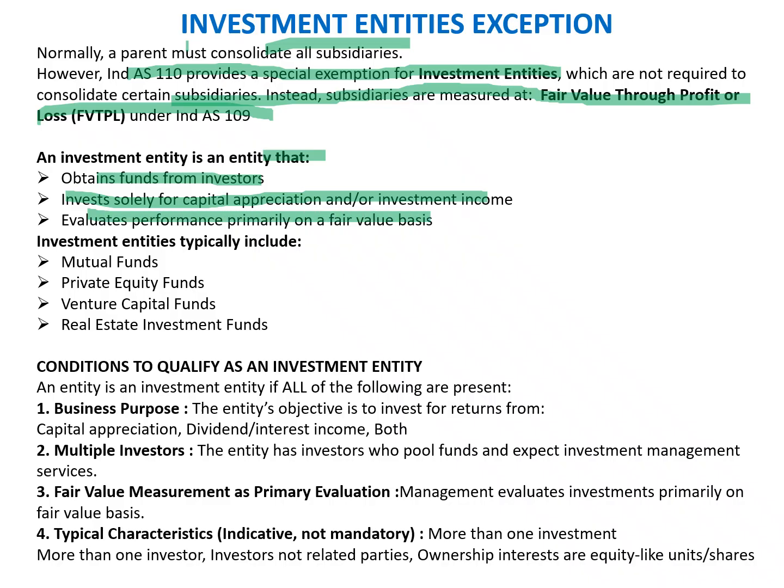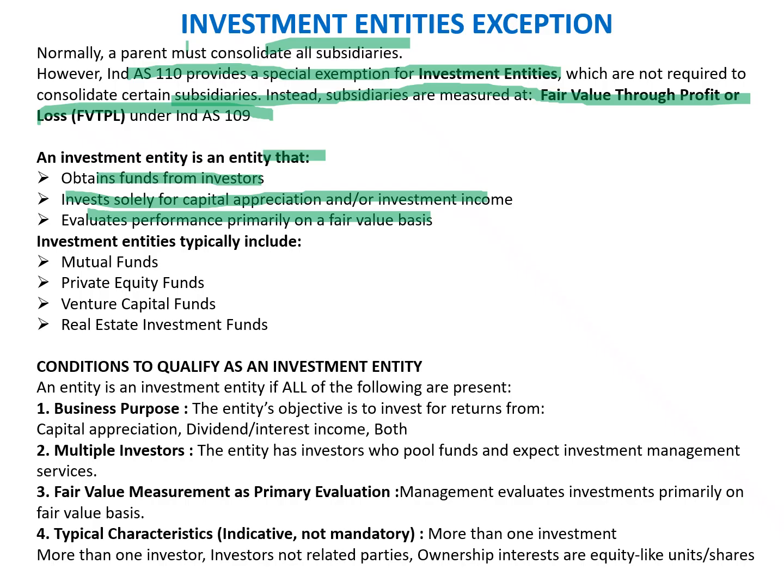The sole motto of the parent entity is investment, to make sure that they get appreciation in capital over a period of time, and they want to evaluate the performance primarily on a fair value basis. A typical example is a startup which is being funded by a parent entity. Even if they are funding 100% of the capital, that parent entity is still going to disclose the investment at fair value, as per the procedure prescribed under Ind AS 109. And why is it so? We'll talk about that.